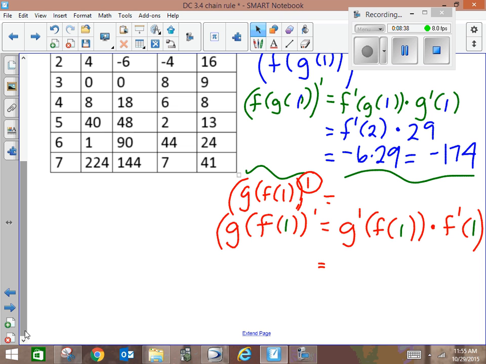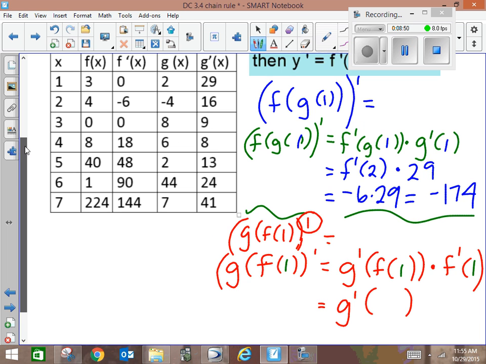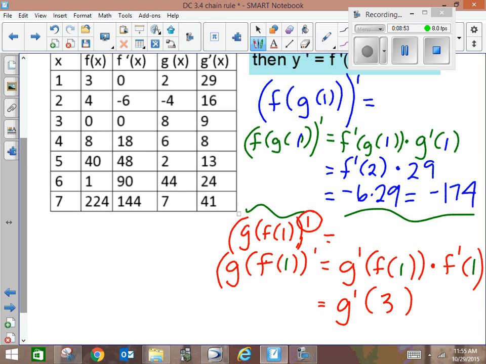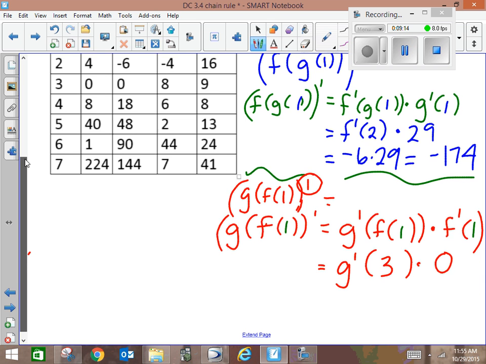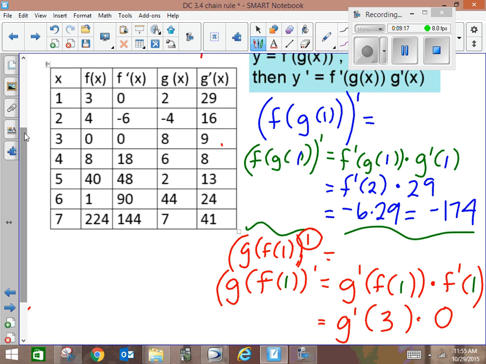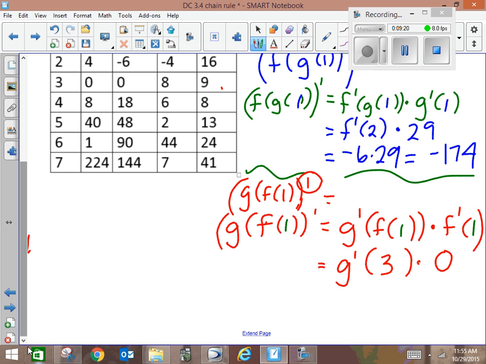What did you get? 0? Awesome. Very good. So you looked up the f of 1. F of 1 is what? F of 1 is 3. Times the f prime of 1, which is 0. Now typically we could stop right there because I know I'm going to multiply by 0. Just be careful, because sometimes it does not exist. So the g prime of 3 is 9. So 9 times 0 is 0. Very good.